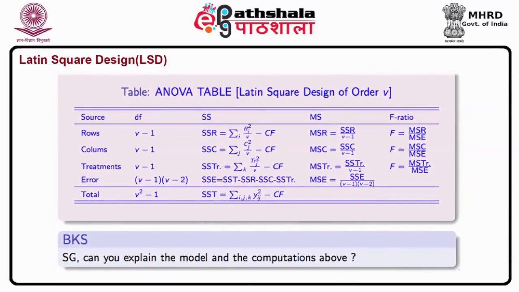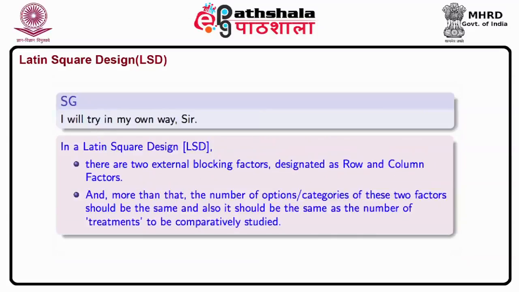Yes. So can you explain the model and the computations above? What are the models and what are the computations? Yeah, I will try it in my own way, sir. And here I am starting. In a Latin square design or LSD, there are two external blocking factors designated as row and column factors. Very good. And more than that, the number of options or categories for these two factors should be the same, and also it should be the same as the number of treatments to be comparatively studied.